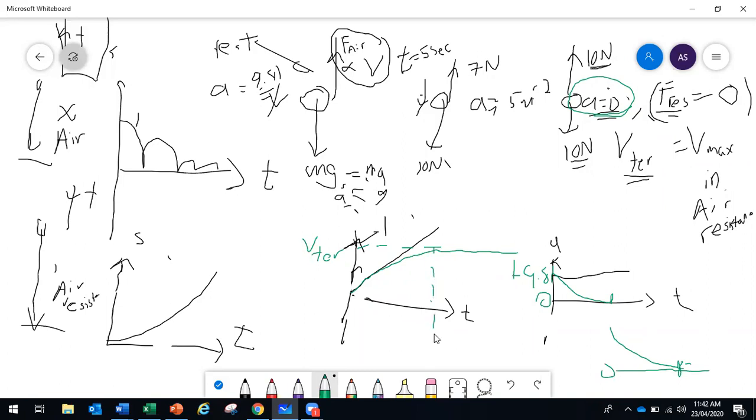If this is T1, this is where T1 happens. Now, what is the ST graph going to look like with air resistance?